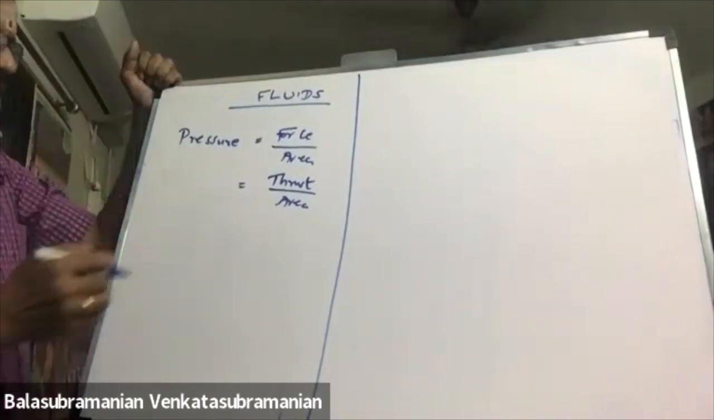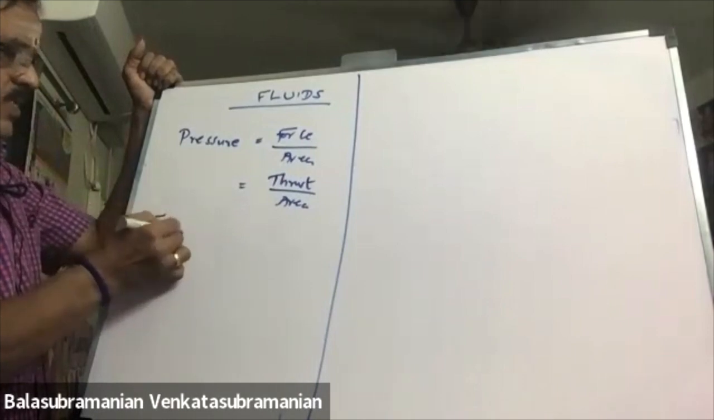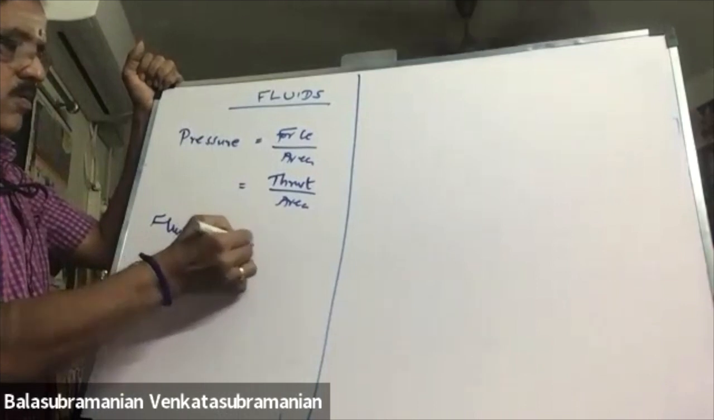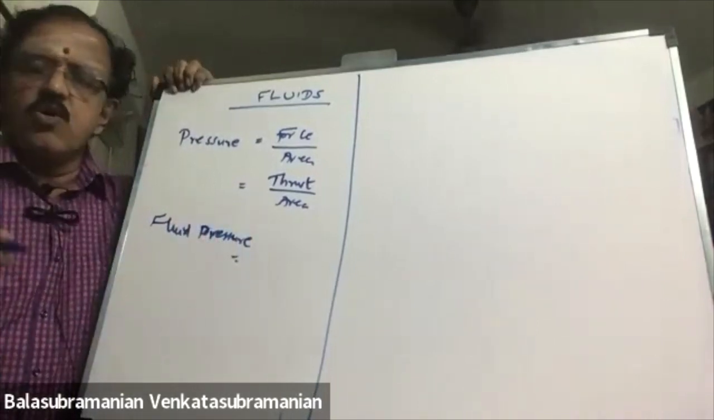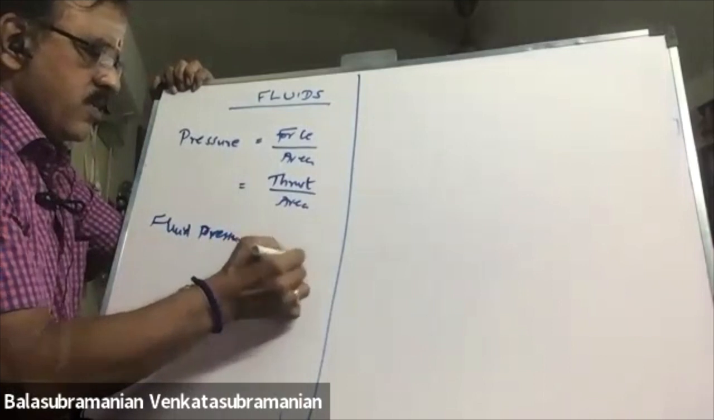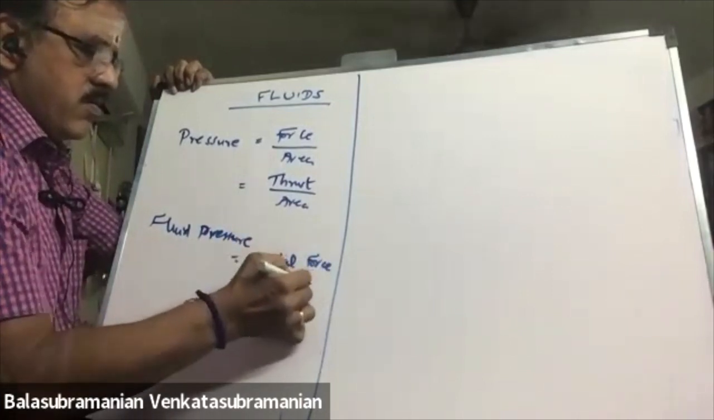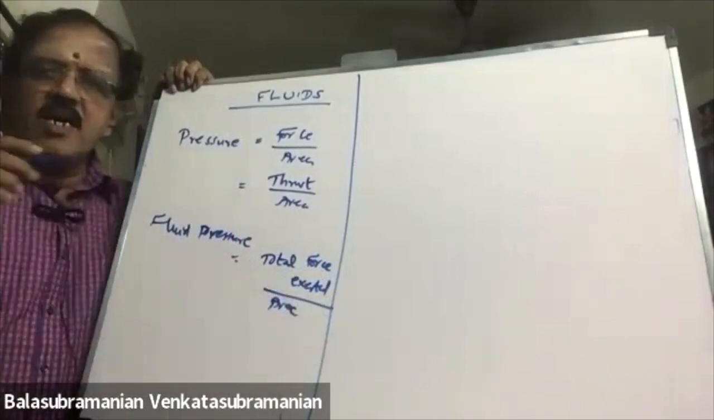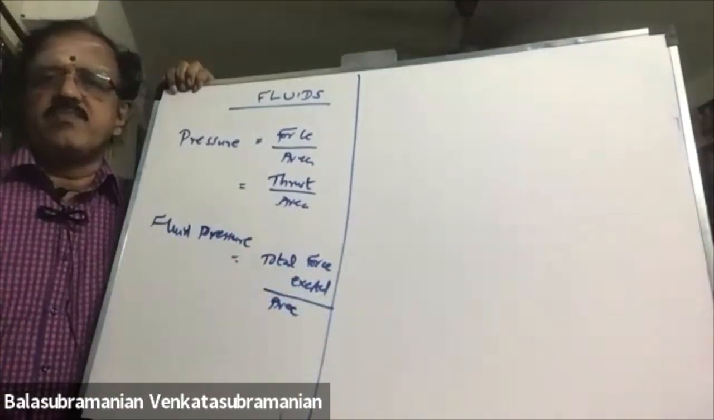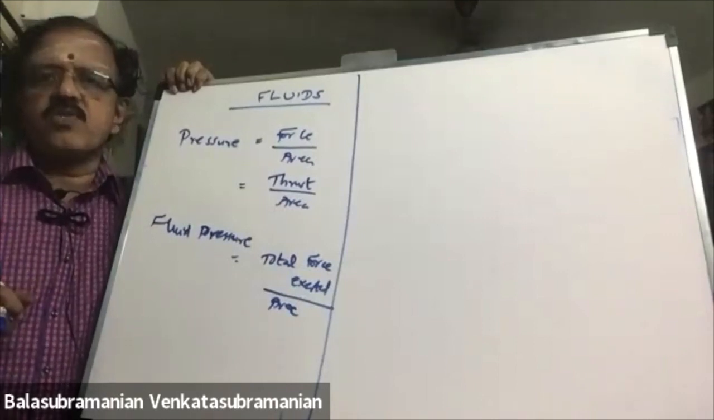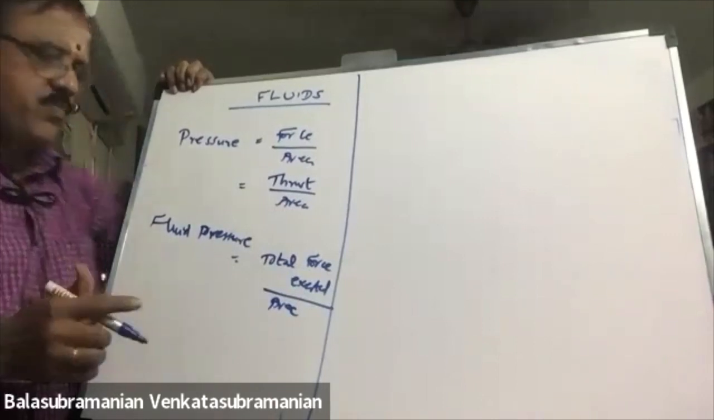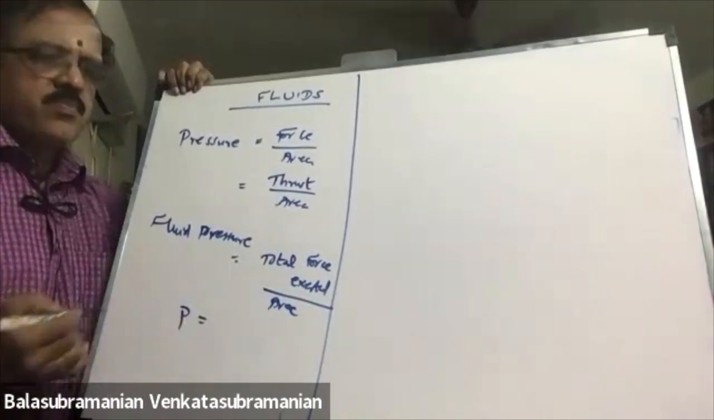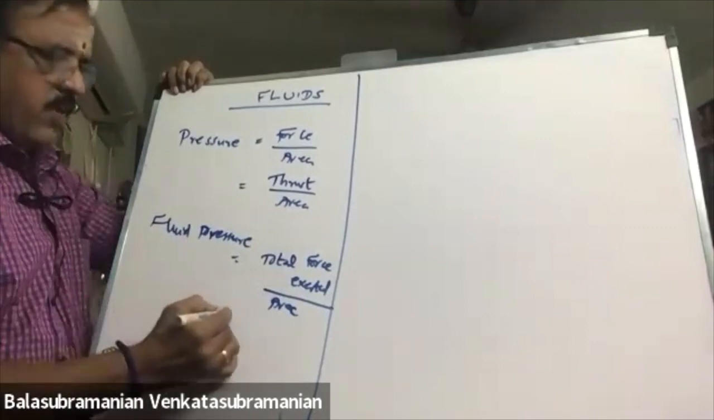Fine. So fluid pressure is equal to the total force exerted divided by the area under which the force is applied. Which area are you applying your force on? That area. So I can write pressure is equal to F by A.